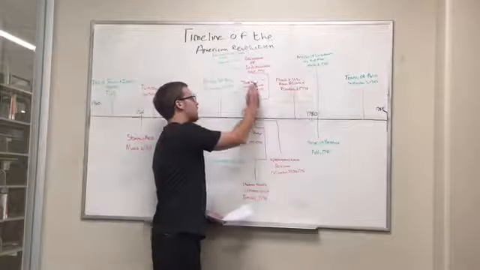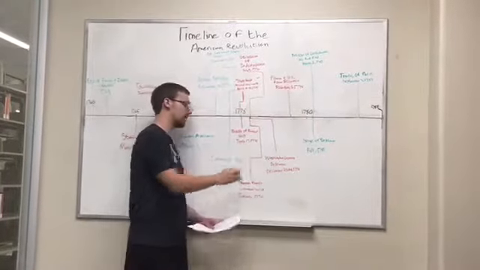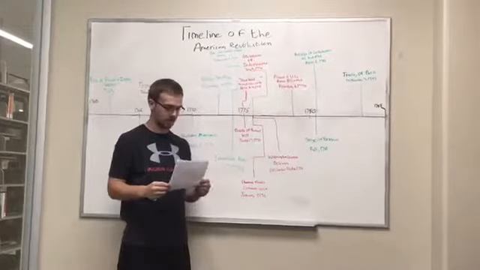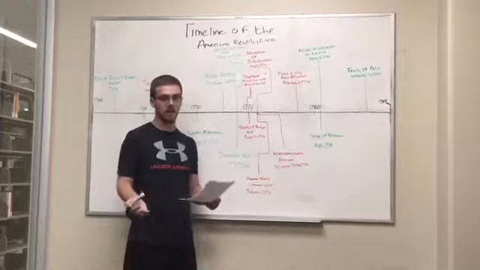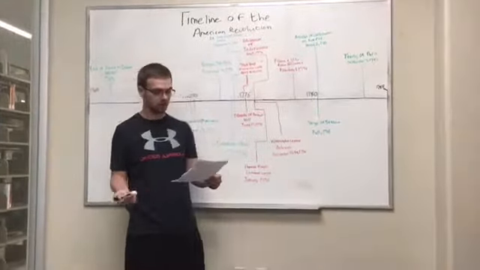Short months after the Shot Heard Around the World takes place, the Battle of Bunker Hill happens on June 17, 1775. This was actually located on Breed's Hill in the Charlestown Peninsula of Massachusetts. The British actually won this battle.